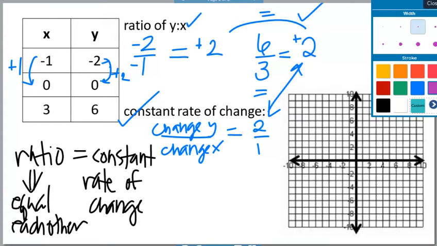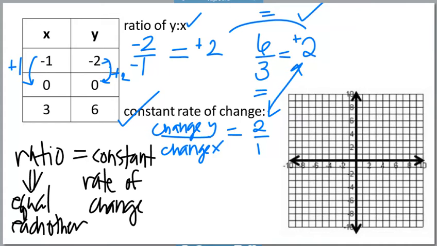What I want you to look at, though, is we're going to add a graph to this scenario. So let's graph these ordered pairs. My first ordered pair would be negative 1, negative 2, 0, 0, and 3, 6. So let's graph those. Now it's going to be very important that you are confident with your graphing skills and that you are careful to make sure that you are graphing correctly, because if you don't, you're going to get an incorrect line and you won't be able to evaluate these correctly.